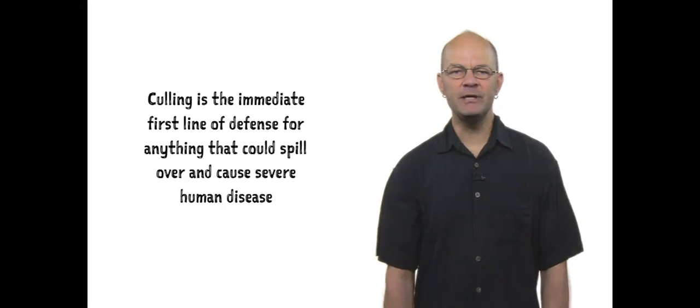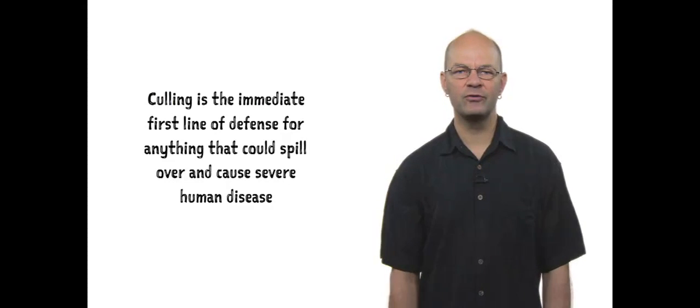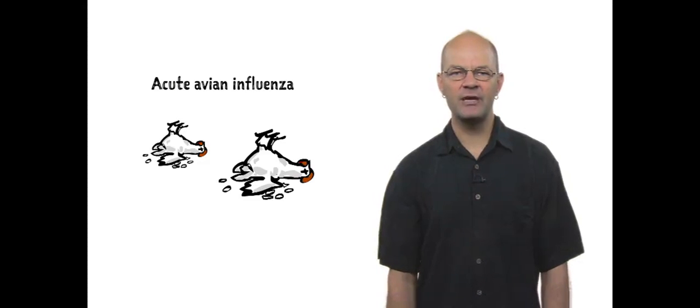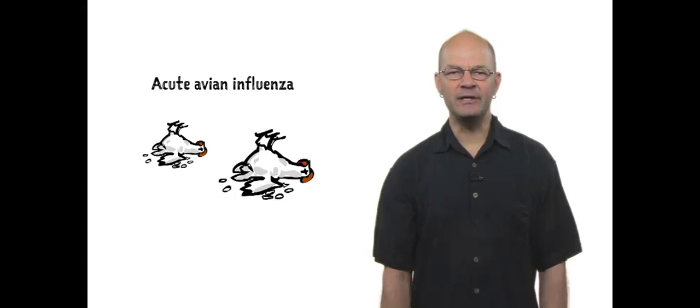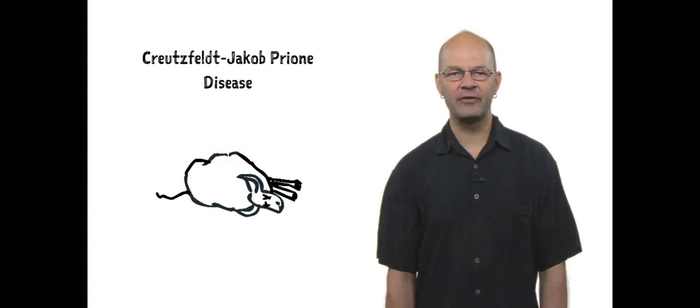Culling is an important intervention for many other infections in the farm industry. It is the immediate first-line defence for any and all that spill over to cause severe human disease. For example, for acute avian influenza, we immediately make sure there be no more chicken carriers around. Similarly, when Creutzfeldt-Jakob prion disease was discovered, the first line of defence was to make sure there would be no more prion-carrying cows around.